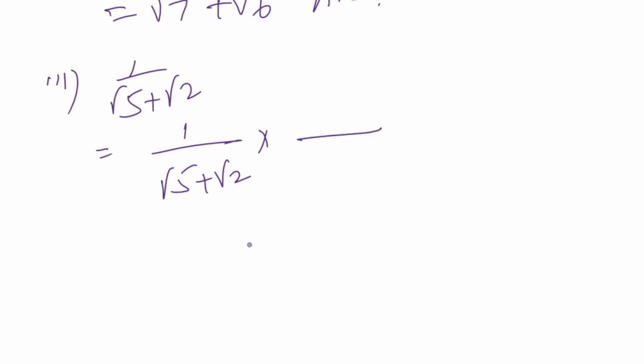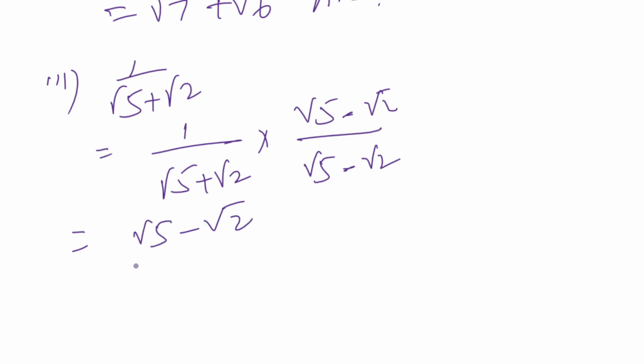What shall I write here? Shall I write root 5 plus root 2? Is this correct or incorrect? This is incorrect. I had written this intentionally, because here where there is plus I have to write minus. The sign changes. In the numerator, with 1, if I multiply it will remain the same, so root 5 minus root 2.